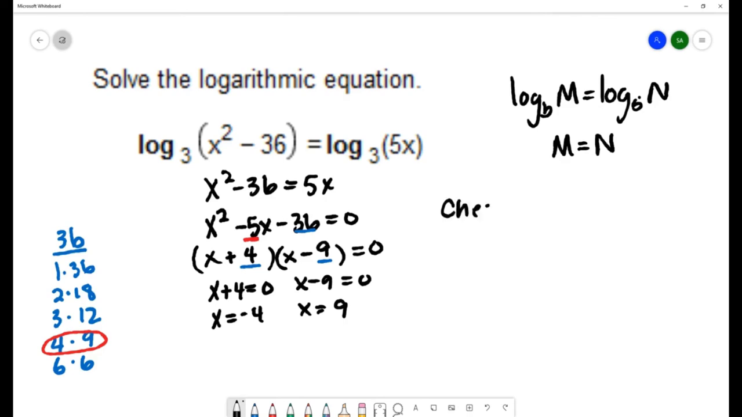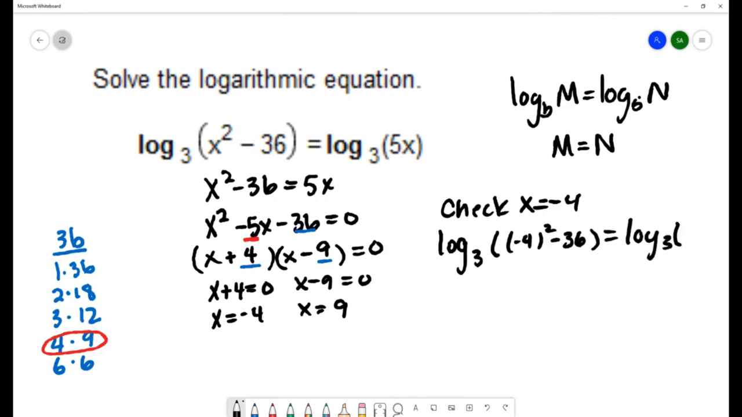I'll check x equals negative 4. That will give log base 3 of negative 4 squared minus 36 equals log base 3 of 5 times negative 4. So I can see right here 5 times negative 4 is a negative, so I'll have to throw that solution away. On the left-hand side, negative 4 squared is 16, and 16 minus 36 would also give a negative here.